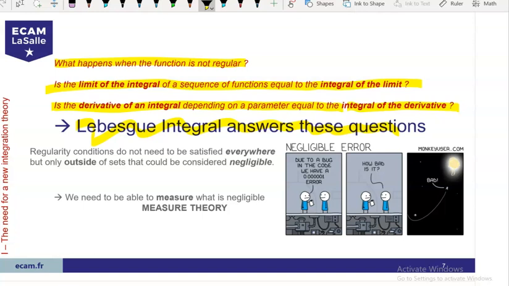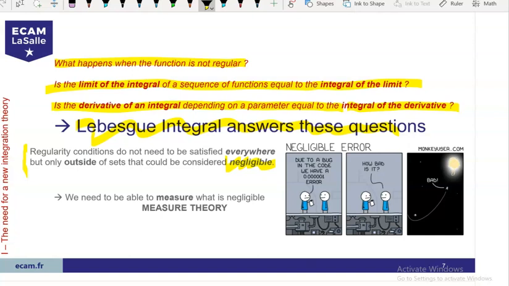So this is what the Lebesgue integral is trying to do, to answer this kind of question. And the main idea of the Lebesgue integral is that for regularity conditions and for many other things, we don't need things to be happening everywhere. We need that regularity at least is happening almost everywhere. So that's the idea that we're going to see, and what does it mean to happen almost everywhere? It means everywhere except maybe on some places where it could be considered negligible. And so what we want is to have a good idea of what negligible is.